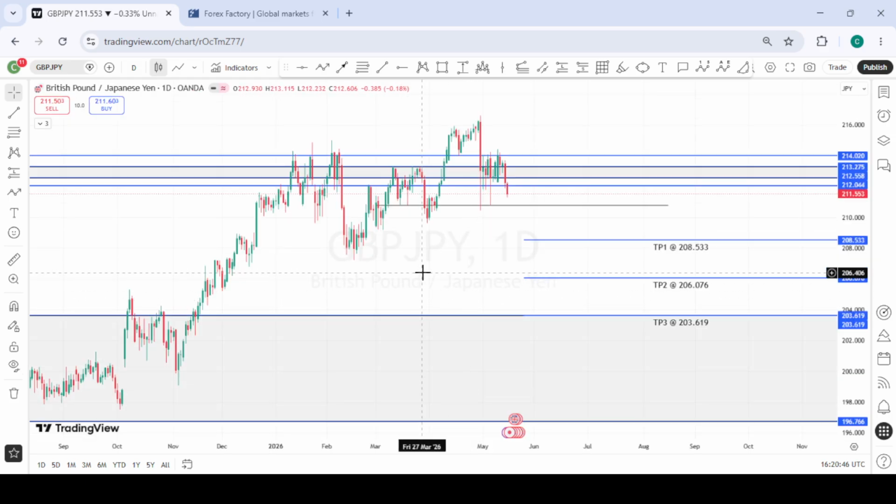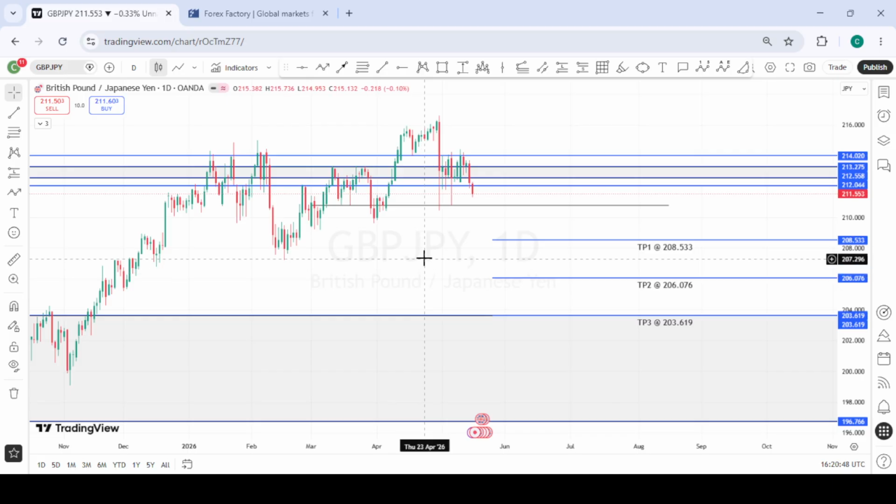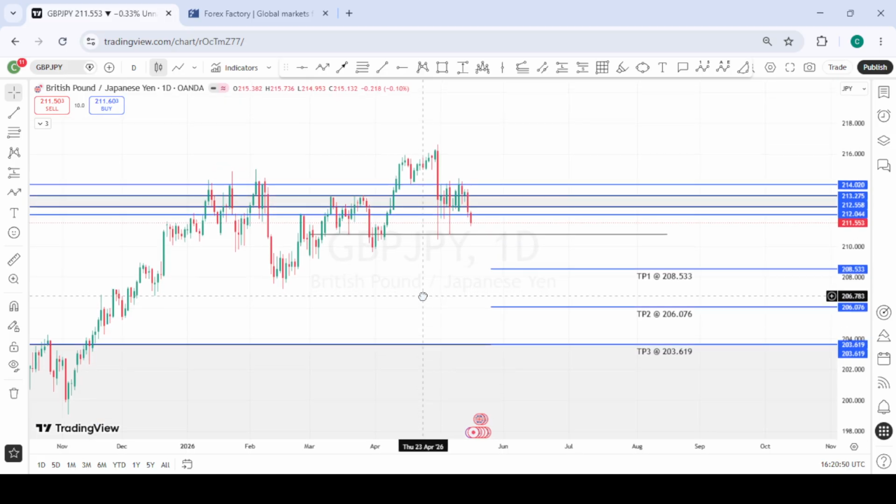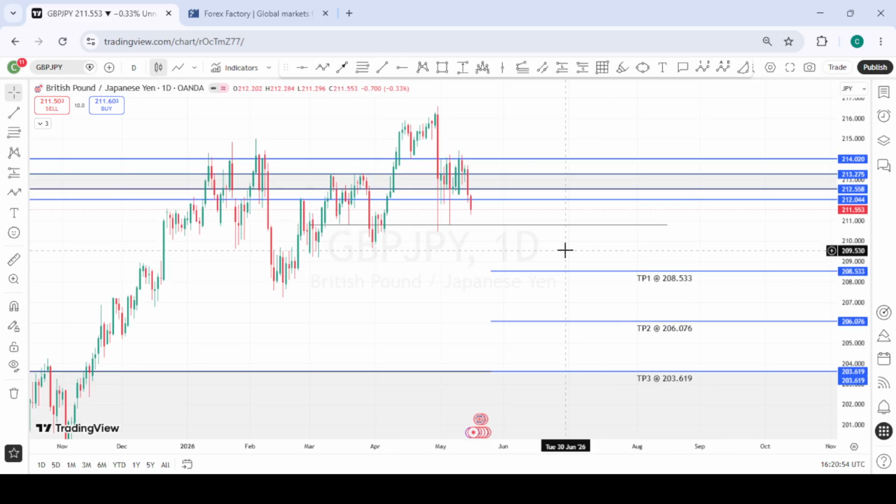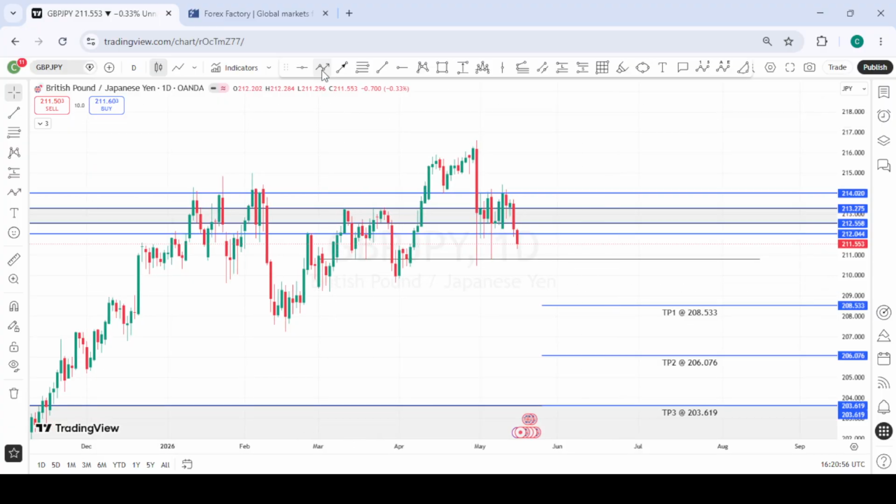This is GBPJPY, and for GBPJPY, we're also looking out for this potential sell. So going into next week, we are just going to look forward to these. Should price pull back to this very first area of interest here, we take our sells from here to the downside.